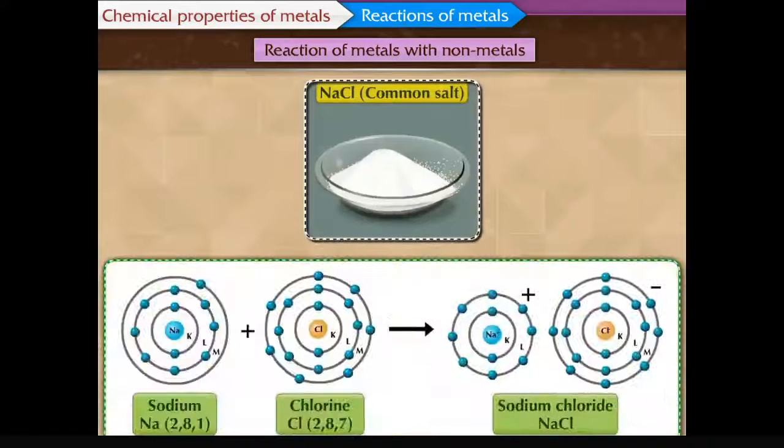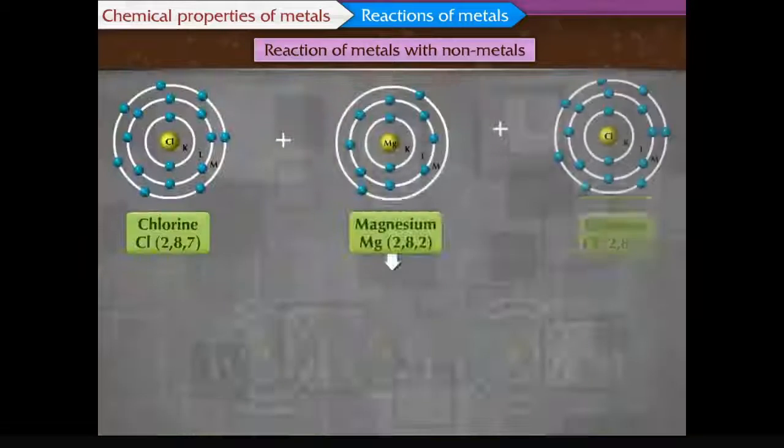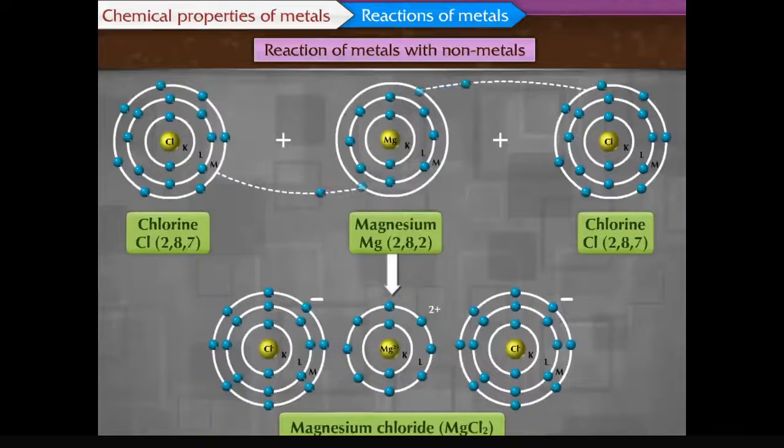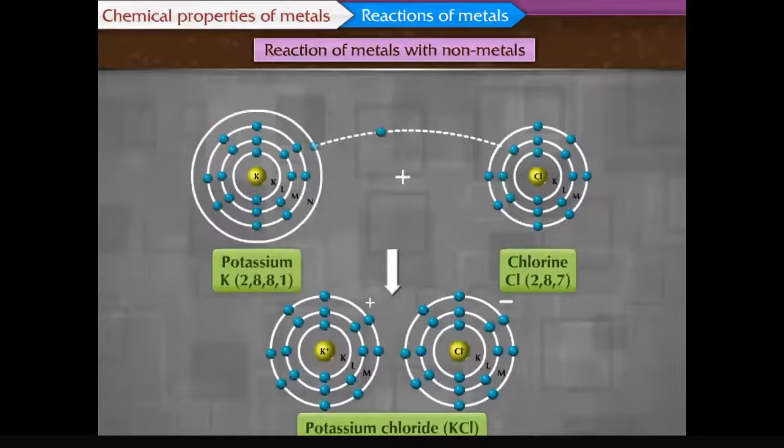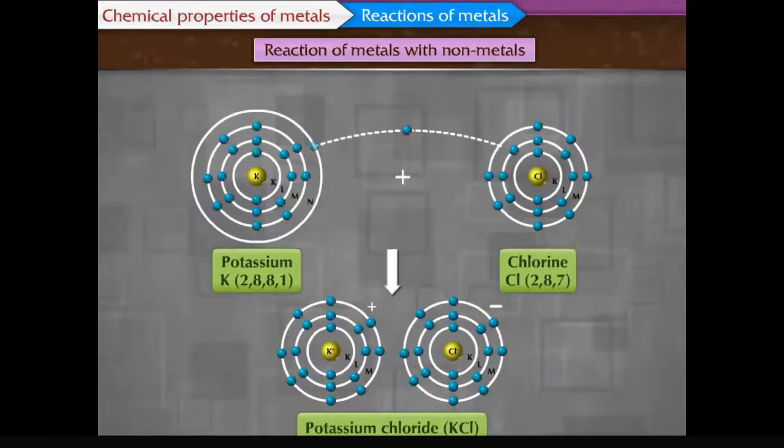We have learnt in the previous classes that the ionic compound sodium chloride is formed when sodium metal gives away one electron while the nonmetal chlorine takes up one electron. In the same way, magnesium forms the ionic compound magnesium chloride and potassium forms potassium chloride. Let us now discuss the chemical properties of nonmetals.